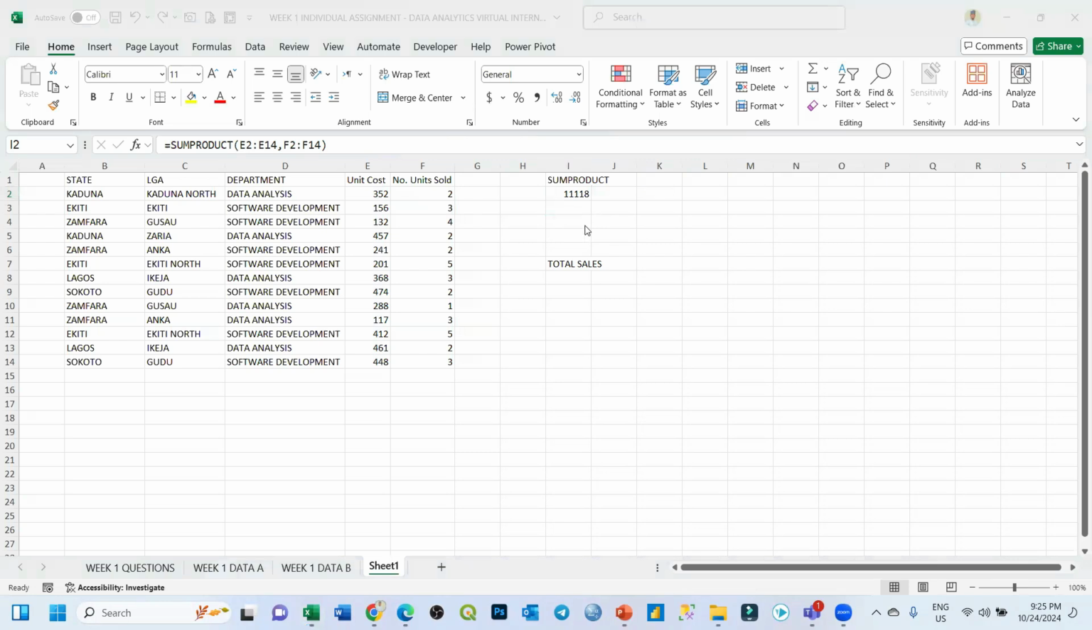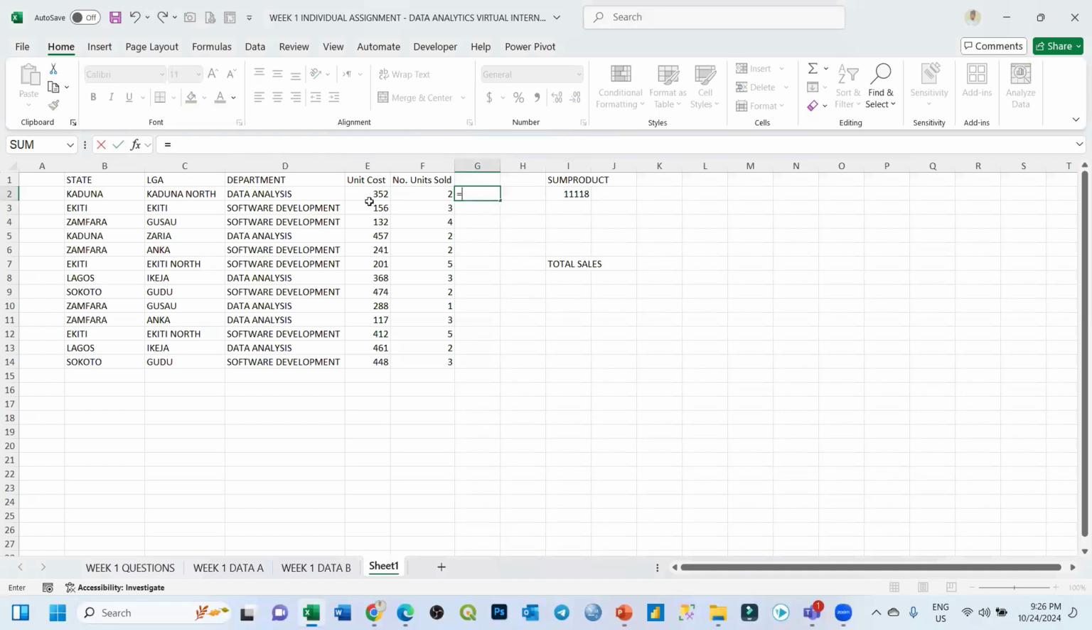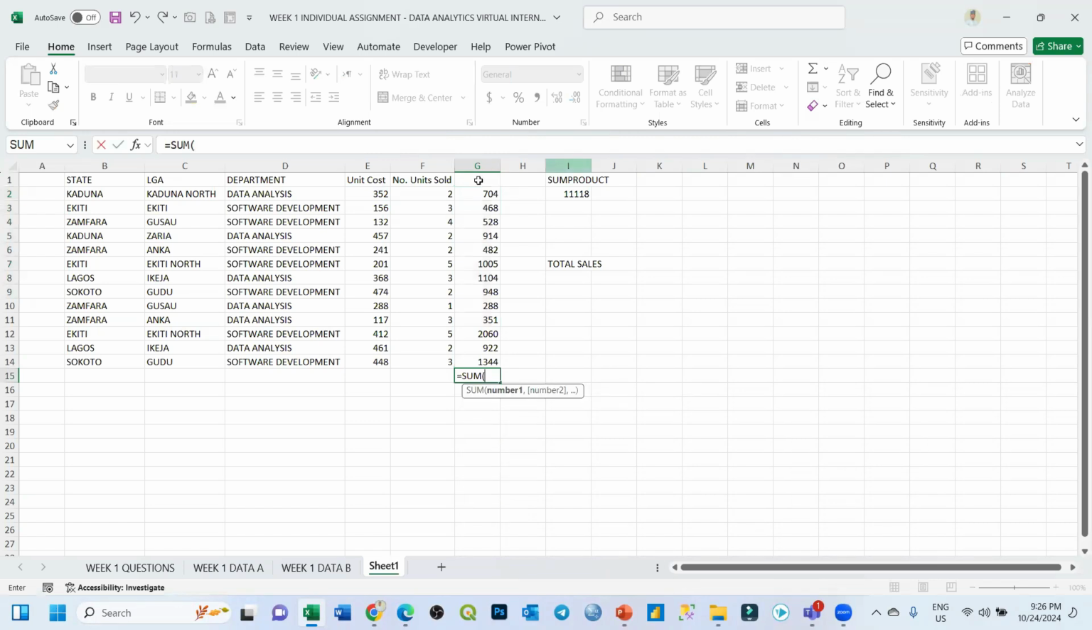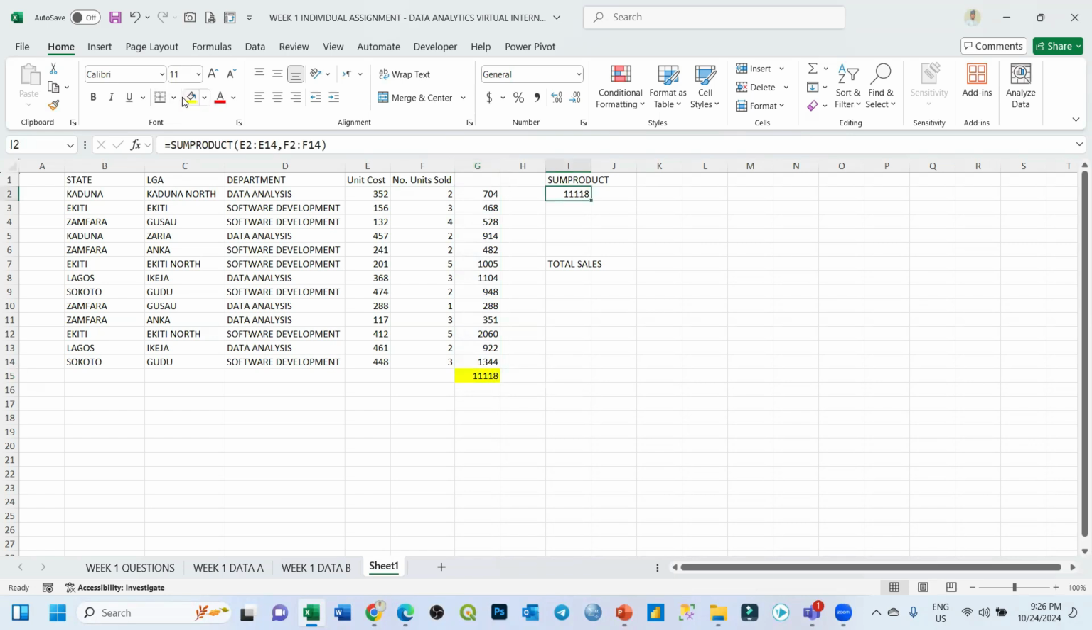But let me show you what this SUMPRODUCT did for you. I'm going to say, for example, equals this multiplied by this. Press enter. Then I will drag it. Then I come down here and say equals SUM, open bracket, highlight all this range and press enter. Look at what we got. We got the same answer. Do you see the shortcut of what SUMPRODUCT is all about? It shortcuts everything for you, instead of creating this multiplication and then doing addition. You just highlight all the cells that you want, and it will give that for you.